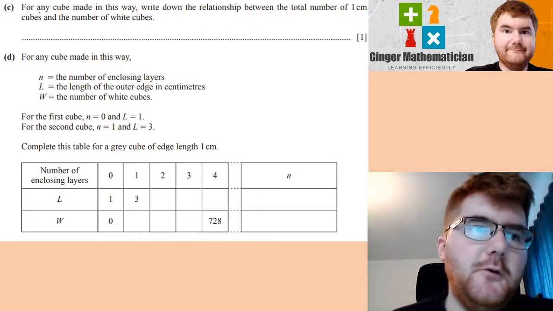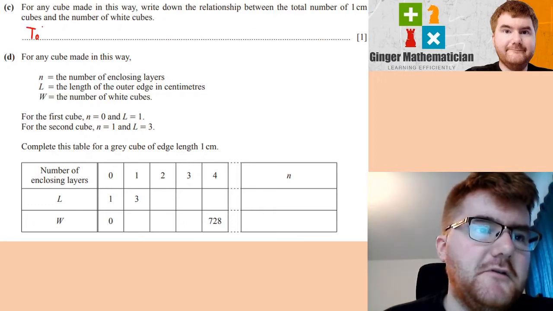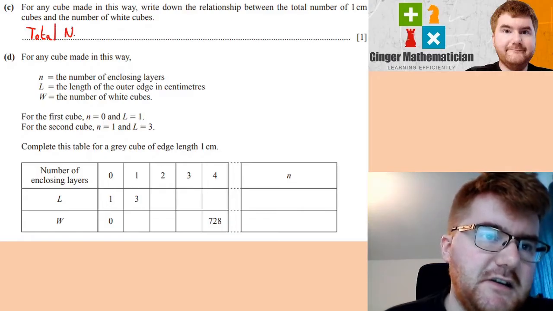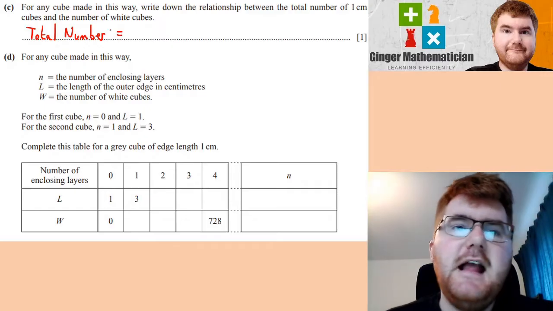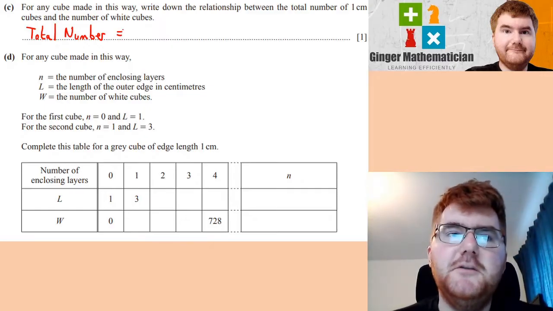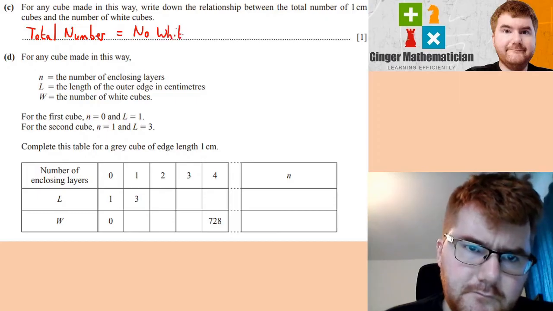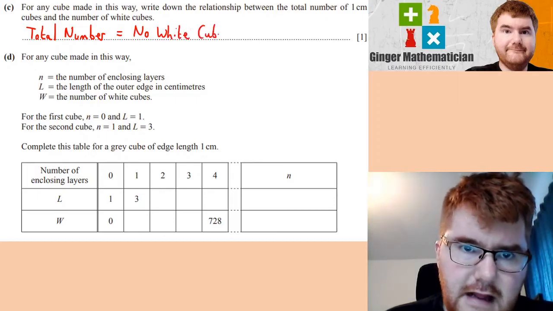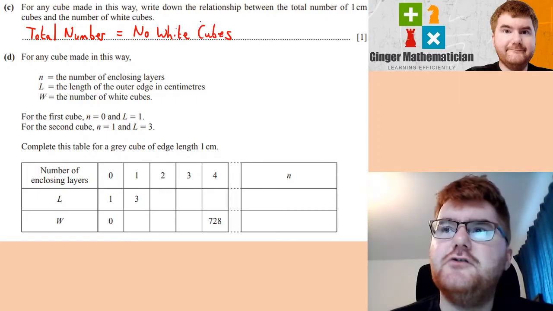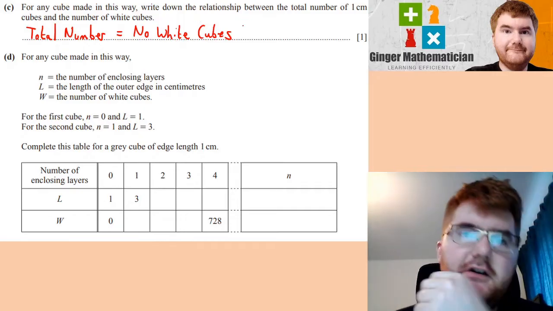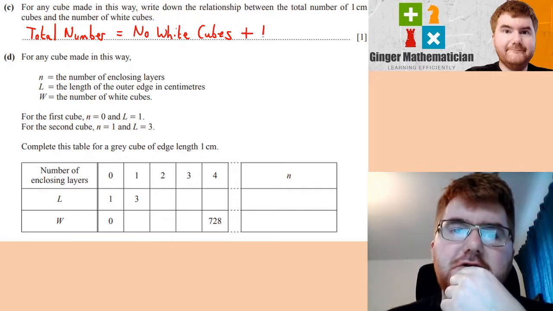So we're going to write a formula here. The total number of cubes, so we're just going to explain what we've done in the first two parts of the question, is the number of white cubes, and then we want to add on the extra grey cube. Of course, there's only one of those, so then you just do plus 1.